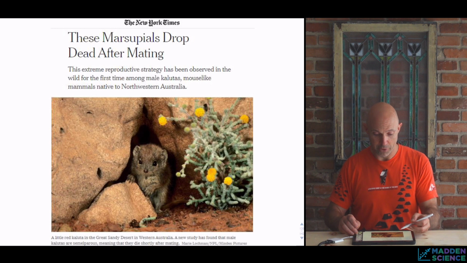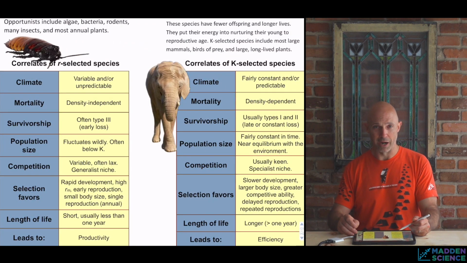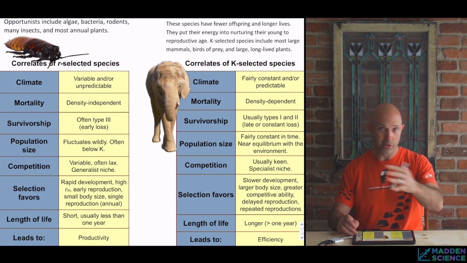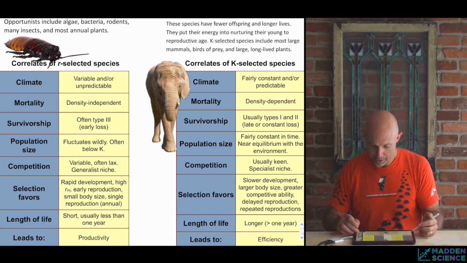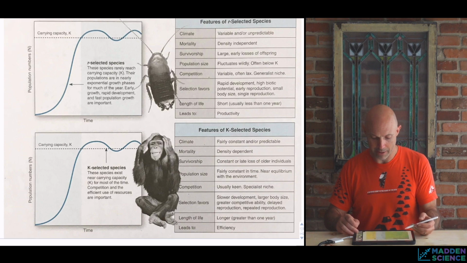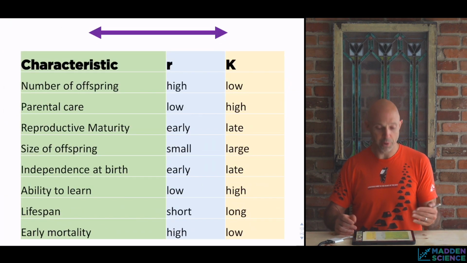Article just from a few weeks ago in the New York Times on these marsupials that dropped dead after mating. So a little red kaluta, it's pretty much the cutest guy in the world. The reproductive strategy is kind of sad. Here you can see a comparison of correlates for R and K selected species, noting that many species exist somewhere in between. Here's another diagram from Biozone to help us out, and then I broke it down. Fits pretty much like this.